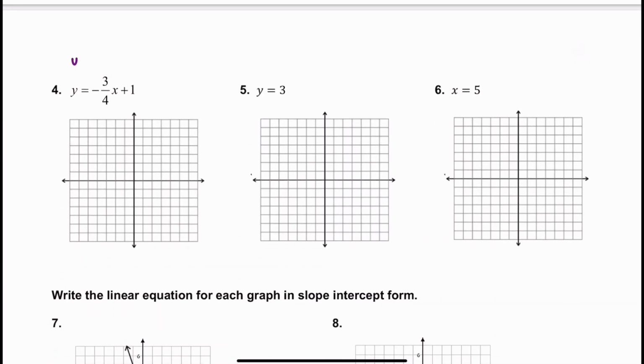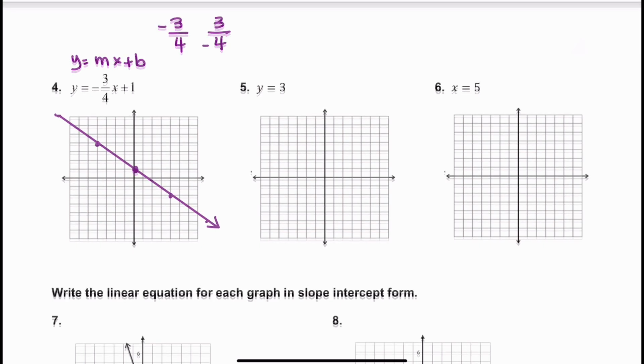My next one, I have y equals mx plus b. My beginning spot is at 1. I have negative 3 over 4. I can put it up top, or I can put it in the denominator. I can go down 3 over 4. And so this is the equation y equals negative 3/4 x plus 1.